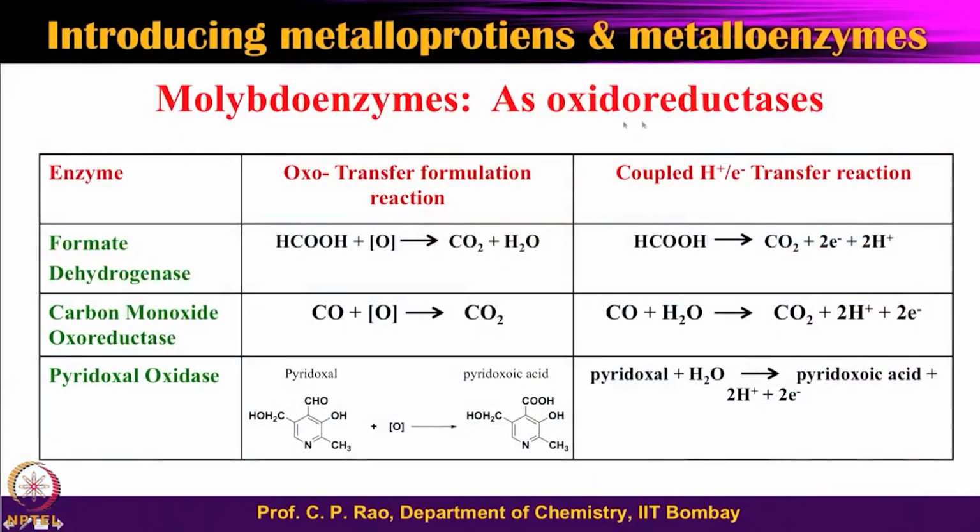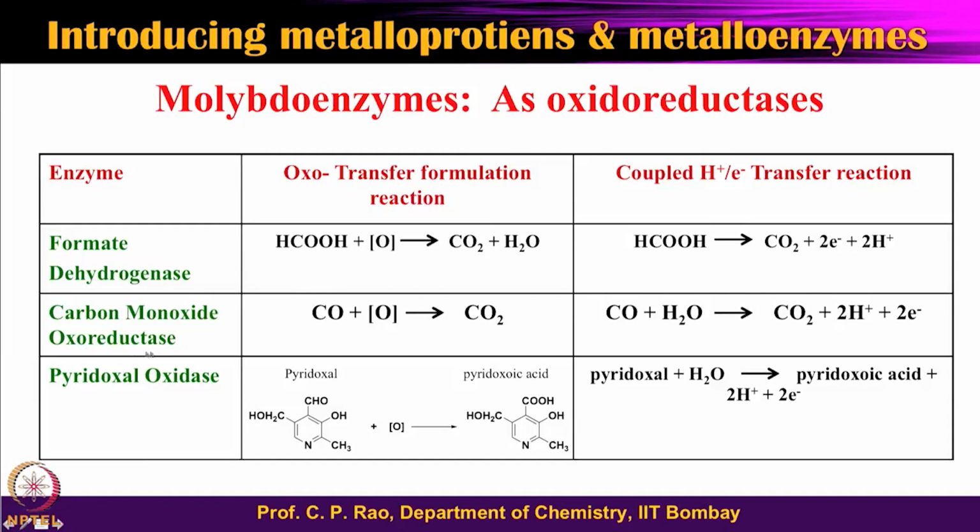Now, let us switch over to the molybdenum enzymes and the oxidoreductases. I have already showed some examples earlier. Let us look at them before we go into their mechanistic aspects. Example 1, here formate dehydrogenase. So, formate dehydrogenase goes from formic acid to carbon dioxide, okay? And this one CO2, etc.